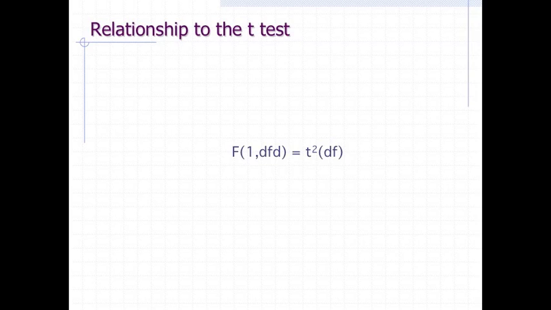Because ANOVA and an independent groups t-test can both test the difference between two means, you might be wondering which one to use. Fortunately, it does not matter since the results will always be the same. When there are only two groups, the following relationship between F and t will always hold: F(1, dfd) equals t squared of df, where dfd is the degrees of freedom for the denominator of the F test and df is the degrees of freedom for the t test. dfd will always equal df.